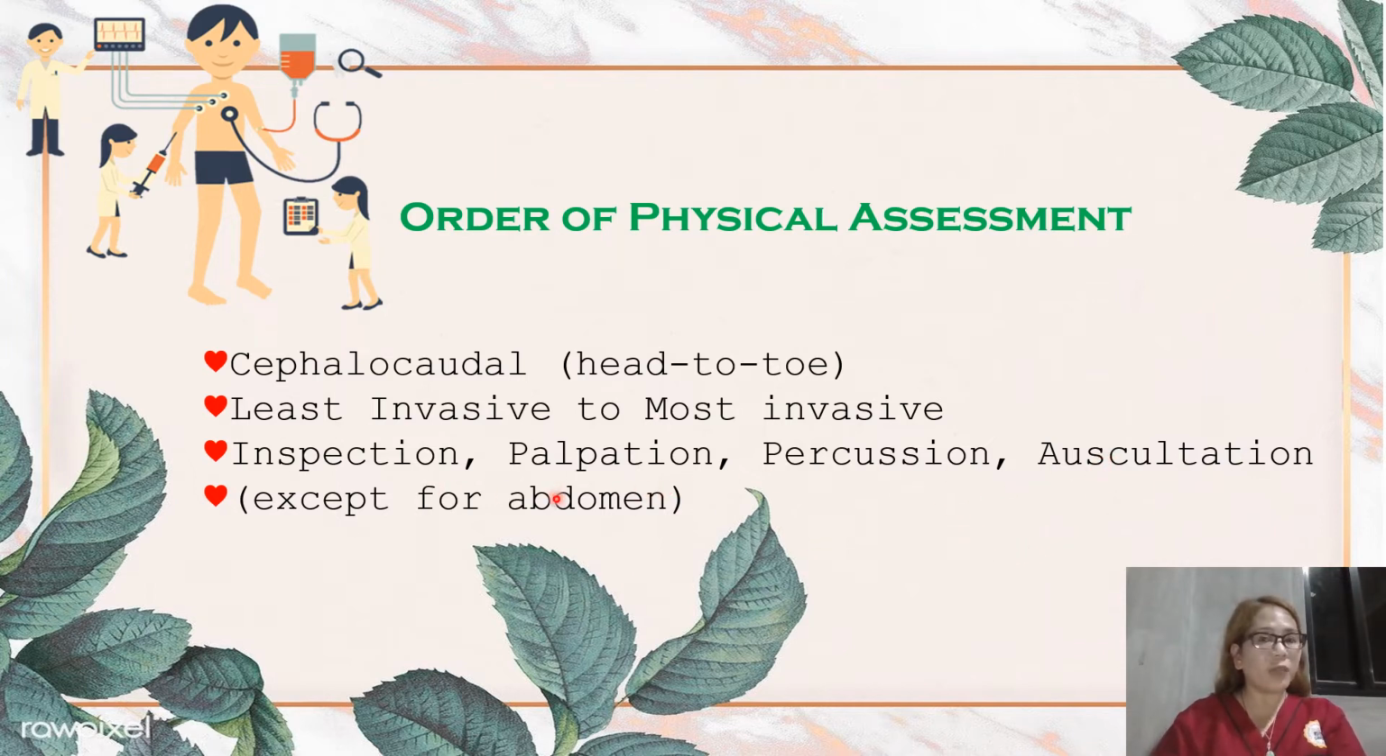These are the sequence that you will use except for the abdomen. We will go back to the sequence if you are checking for the abdomen. The sequence in checking the abdomen is you have to start first with the inspection. So, look first at the characteristics. Is the abdomen big? That is an example. Then next is auscultation, followed by percussion, and lastly, palpation. So that is the sequence when you are assessing the abdomen.